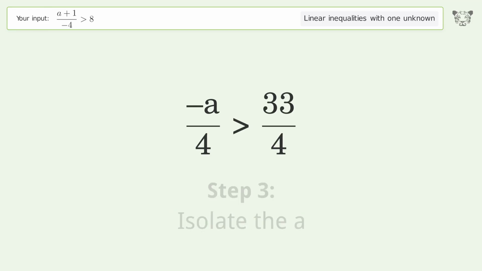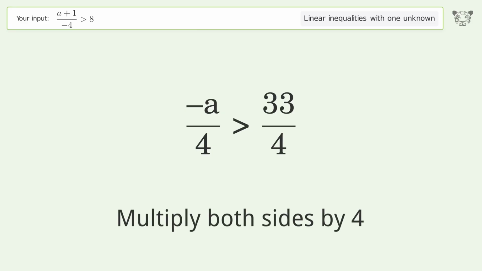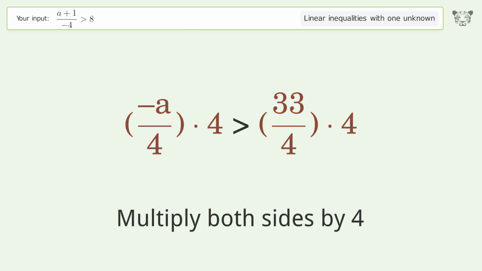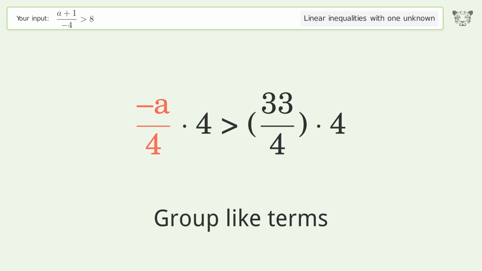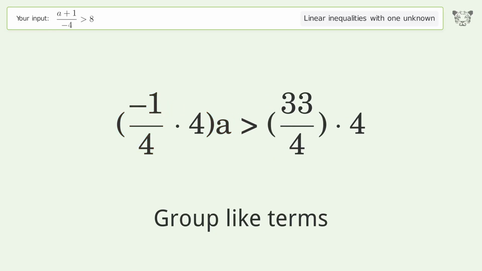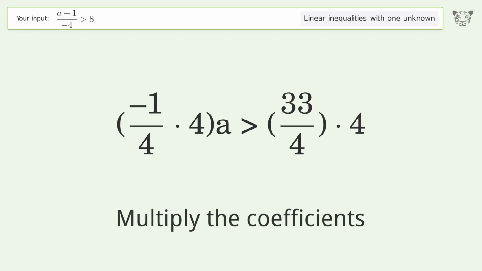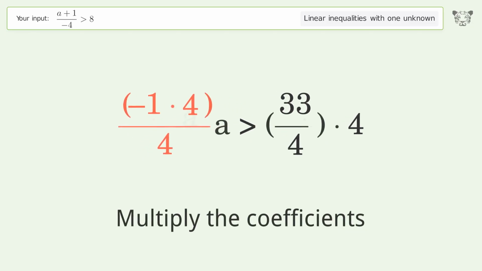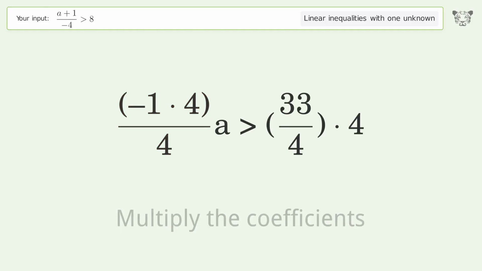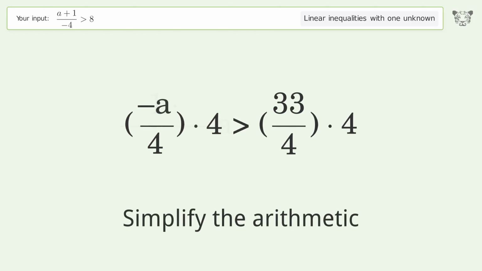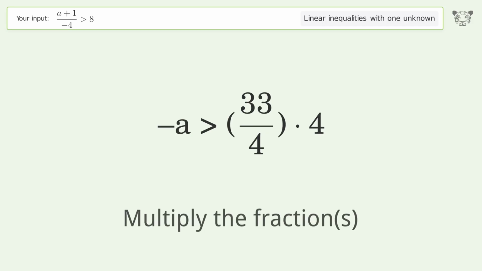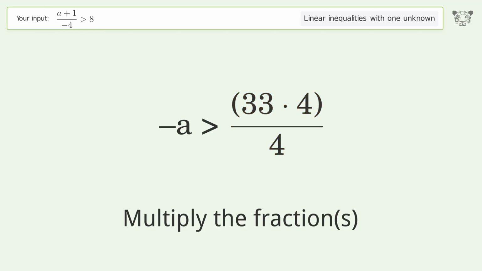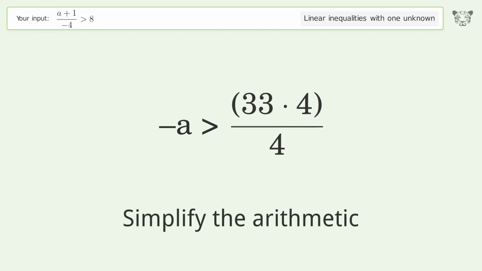Isolate the a. Multiply both sides by 4. Group like terms. Multiply the coefficients. Simplify the arithmetic. Multiply the fractions. Simplify the arithmetic.